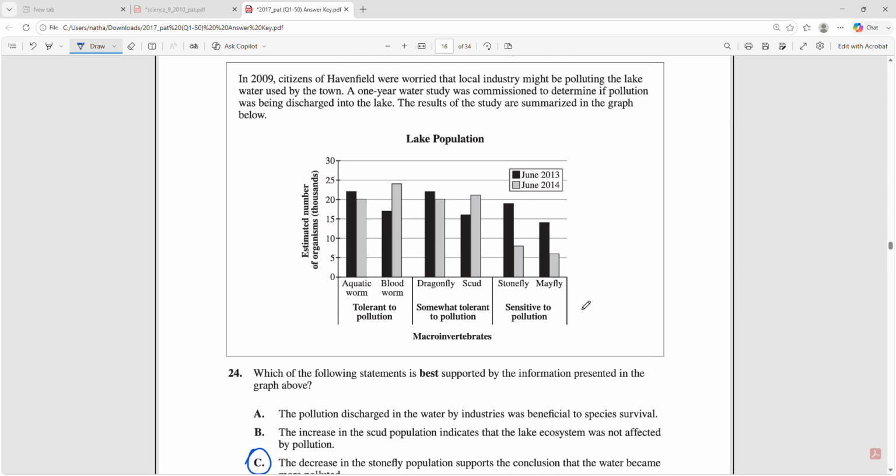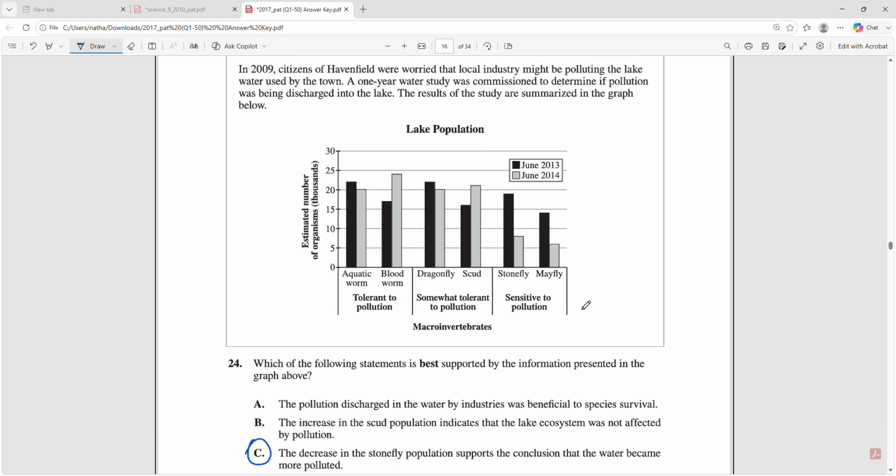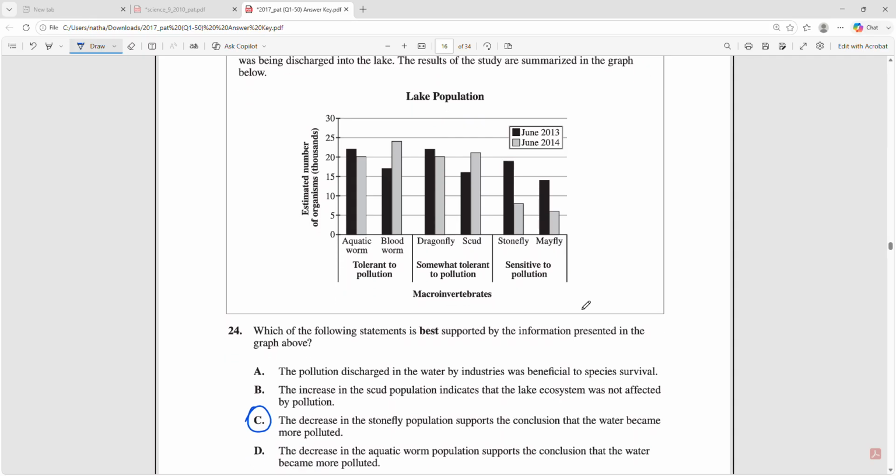Okay, next one. In 2009, citizens of Havenfield were worried that local industry might be polluting the lake water used by the town. A 1-year water study was commissioned to determine if pollution was being discharged into the lake. The results of the study are summarized in the graph below.